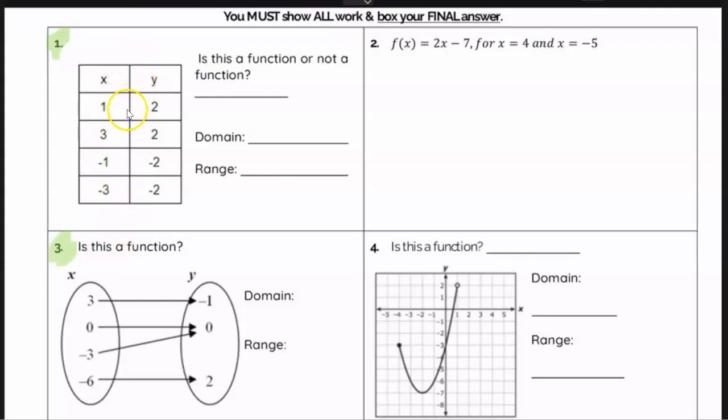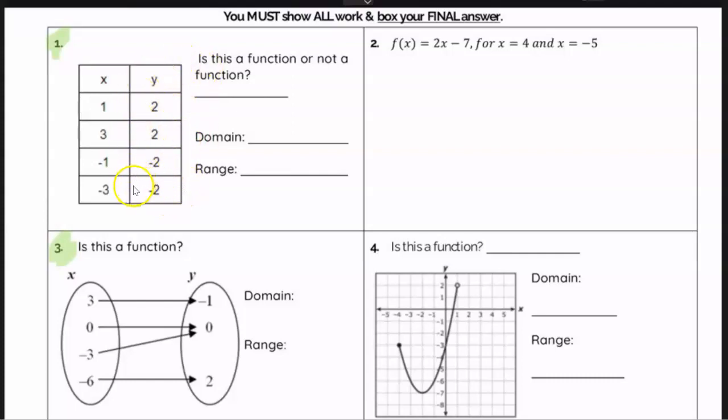Now be careful, you do see a 1 and a negative 1, but these do not count as repeating x's. Similarly, 3 and negative 3 do not count as repeating x's because one's positive, one's negative. However, you do see that you have 2 repeating 2's and 2 repeating negative 2's. However, they are in the y column.